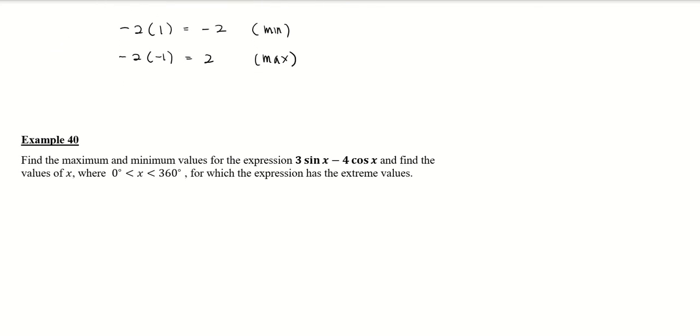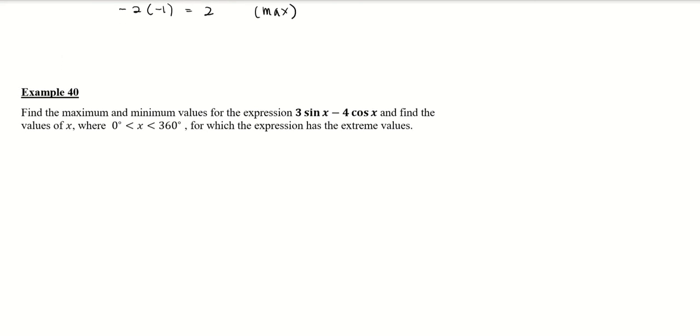Okay, find the maximum and minimum value for the expression 3 sin x minus 4 cos x and find the value of x where the expression has the extreme value. Alright, so for example 40, first we need to find the maximum and minimum value for 3 sin x minus 4 cos x. Right, so for this question we cannot substitute sin and cos by 1 and negative 1.